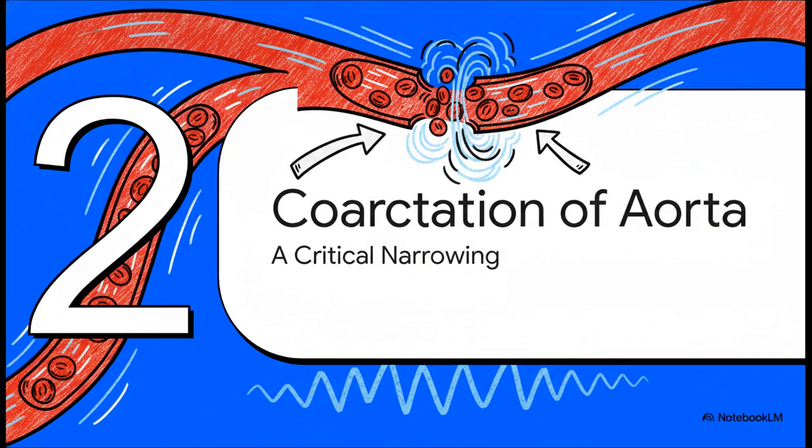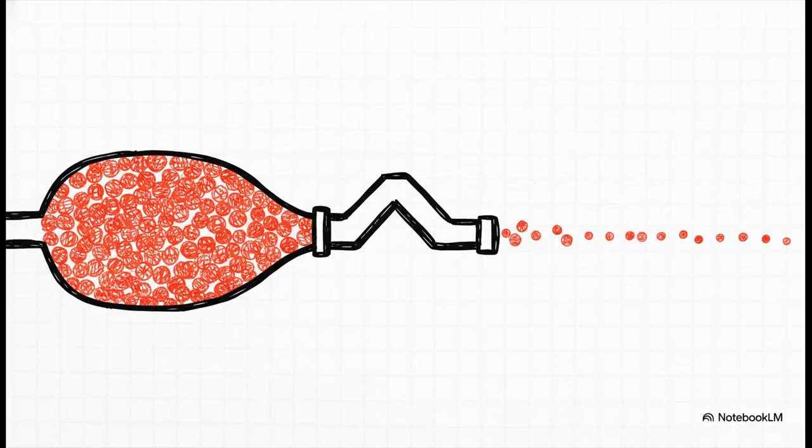First step, coarctation of the aorta. Yeah, it sounds like a mouthful, but the concept is actually pretty straightforward. It's just a critical narrowing. That's what coarctation means. In the aorta, you know, the body's superhighway for blood. Seriously, the best way to picture this is a kink in a garden hose. You know how the water pressure builds up like crazy behind the kink and then just trickles out the other end? That is exactly what's happening here. The blood flow, especially to the lower half of the body, gets totally choked off.